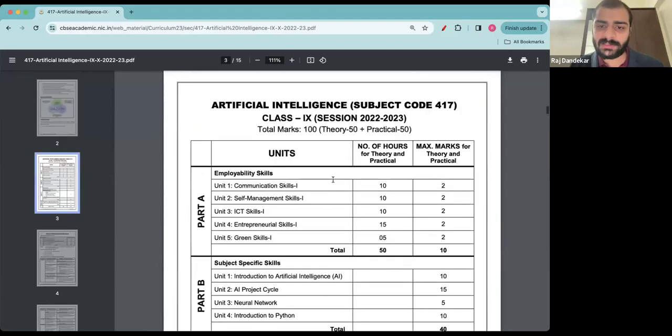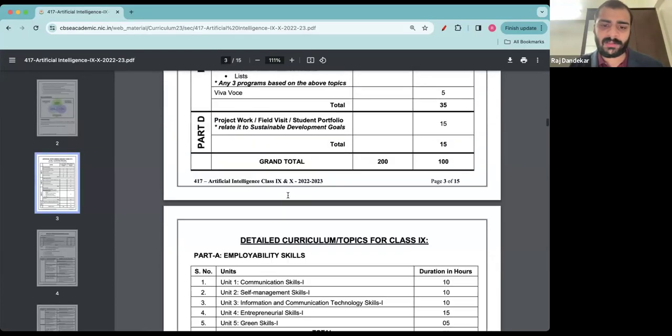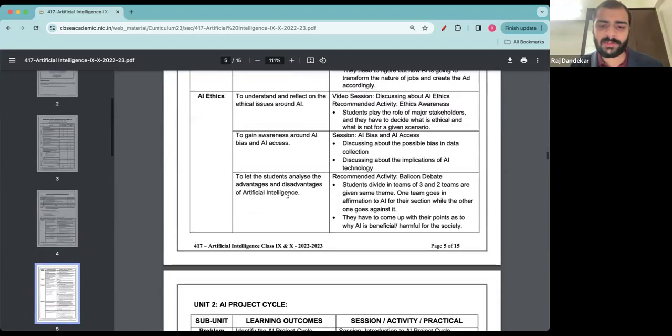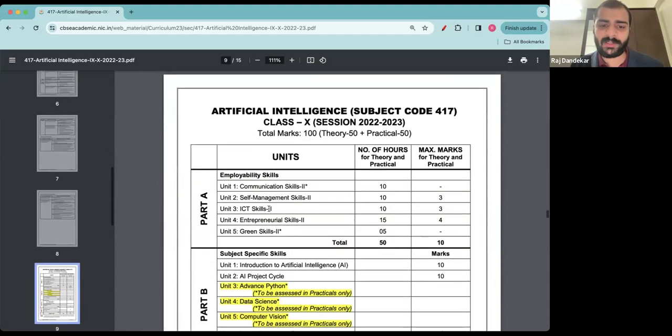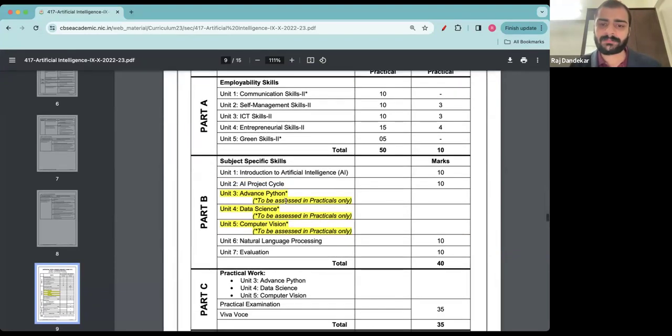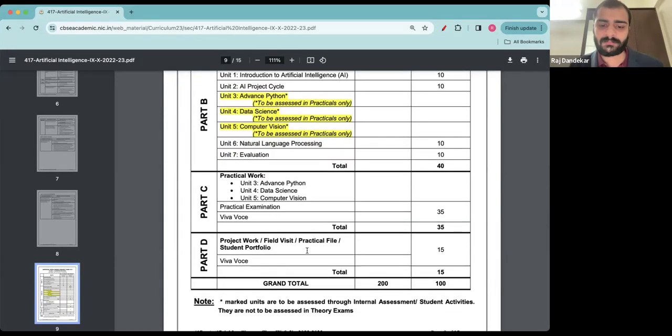Yeah, this part, I think this is class 9th. Class 10th also, I think the AI project cycle is included, yeah, in unit 2. So this was what we wanted to explain in today's lecture, mainly the AI project cycle and how our platform can be used to explain many of these projects which are covered in the curriculum.